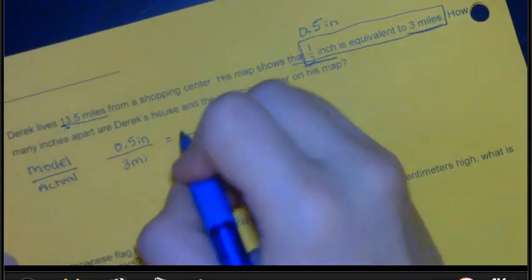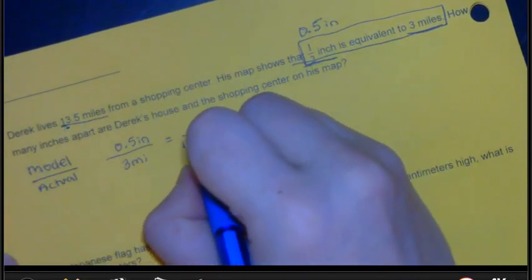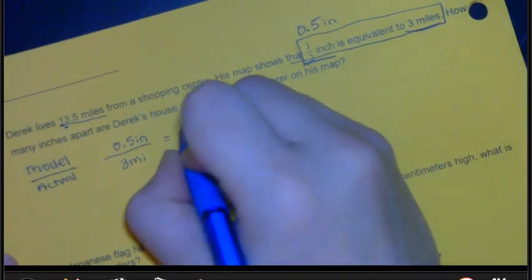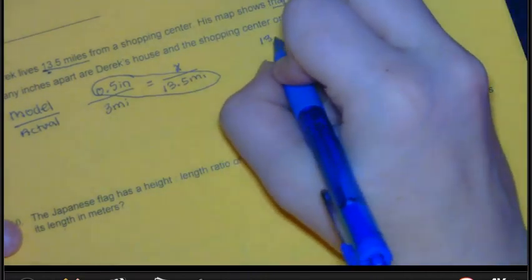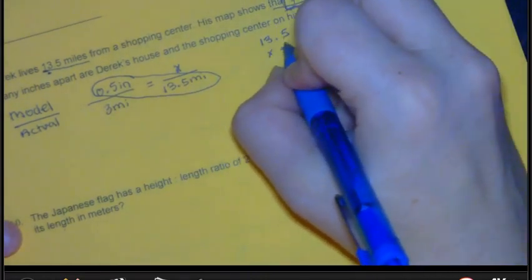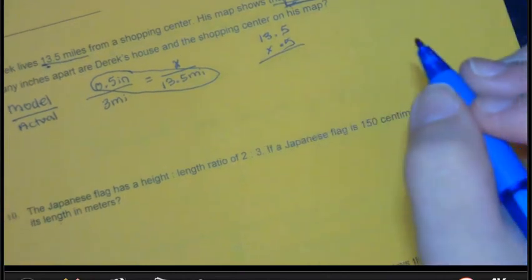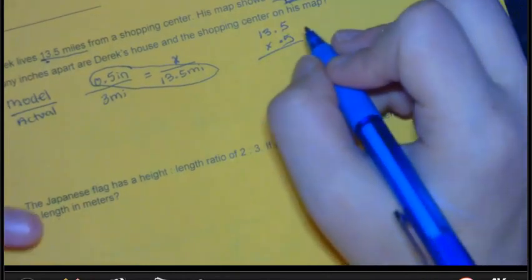And I know that Derek lives 13.5 miles from the shopping center. And I want to know how many inches that is going to be on my map. So inches is going to be X. Okay, well, we cannot go 3 into 13.5. So what I'm going to do is use cross product. And I'm going to multiply 13.5 times 0.5. Now, you do not have to line up your decimals. It just happens to go this way.